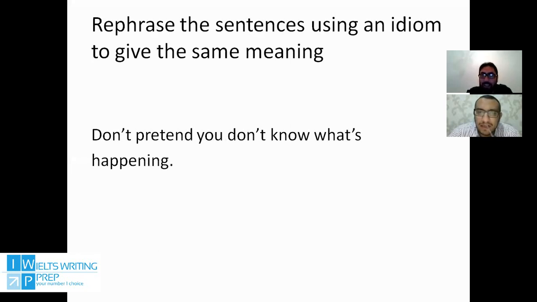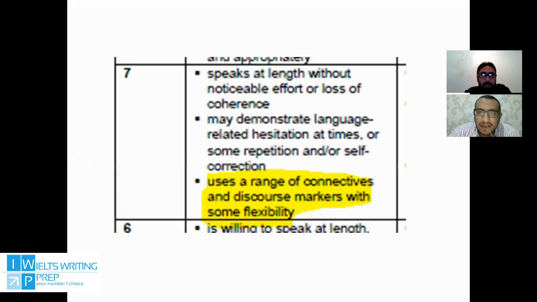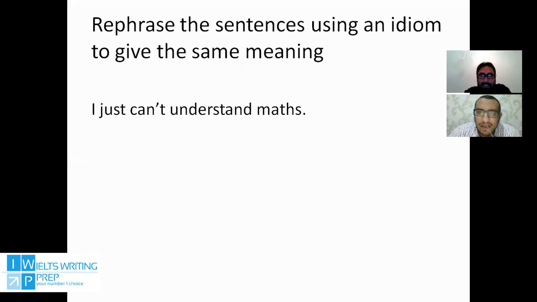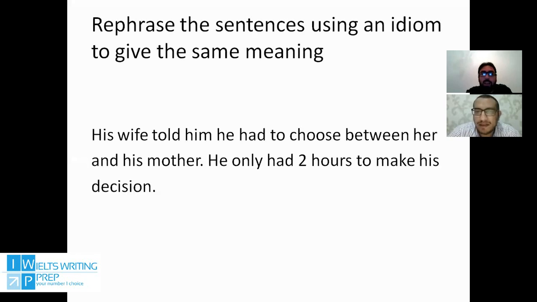Okay. Let's give you one last try. I can't understand maths. Math is all Greek to me. His wife told him he had to choose between her and his mother. His wife told him not to sit on the fence, and he has to take a decision within 2 hours.